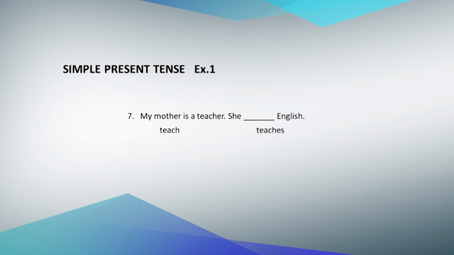My mother is a teacher. She blank English. The right answer is teaches. Marwan is my best friend. He blank soccer. The right answer is likes.